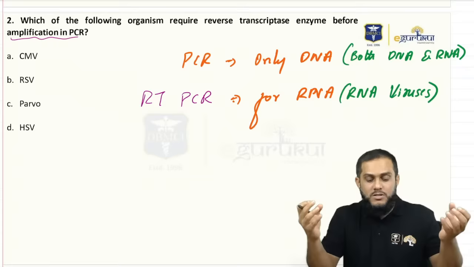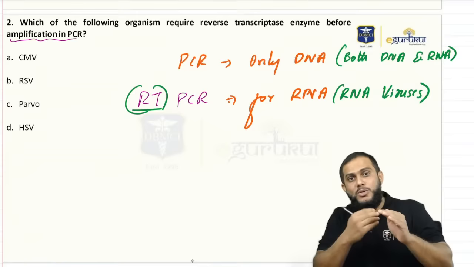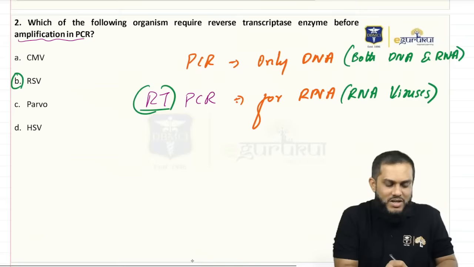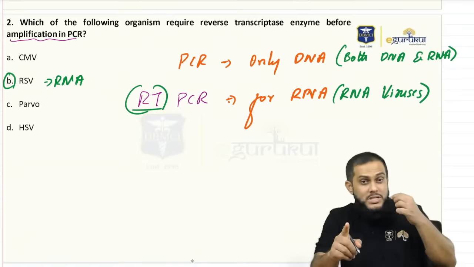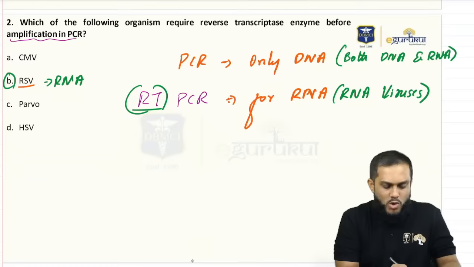RT means reverse transcriptase enzyme, which converts RNA to DNA. Then the DNA gets amplified and detected. Very simple. The question is indirectly asking which of the following is an RNA virus. The only RNA virus in this question is respiratory syncytial virus. For PCR, first you convert RNA to DNA by adding reverse transcriptase enzyme, then the DNA gets amplified and respiratory syncytial virus gets detected. Respiratory syncytial virus belongs to the paramyxoviridae family.